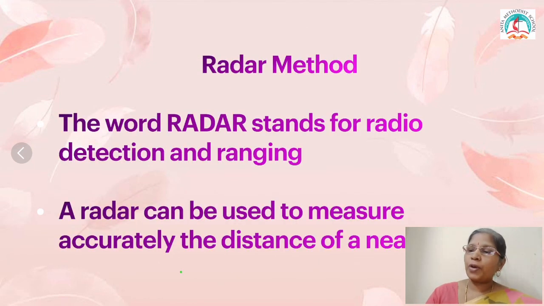Now the last one is the radar method. What is radar? Radar means radio detection and ranging. It is used to measure accurately the distance of a nearby planet or any object, the sun, the moon, whatever. When you have to calculate the distance accurately, you use radar.